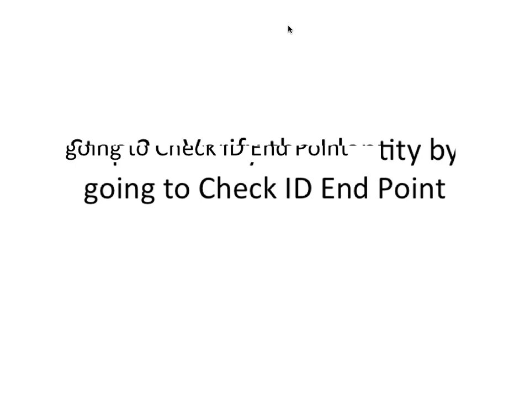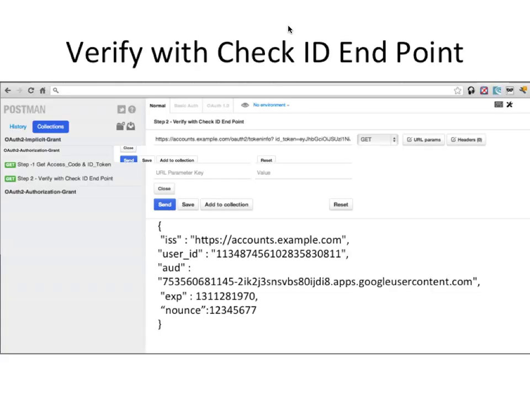Verify the identity by going to the check ID endpoint. It's a special endpoint for OpenID Connect. Go there, and I'm just going to give the ID token. Earlier we gave the access token. This endpoint only takes the ID token, and I get this response. So what I'm doing is just verifying that the user is the user. That's part of our OpenID specification.